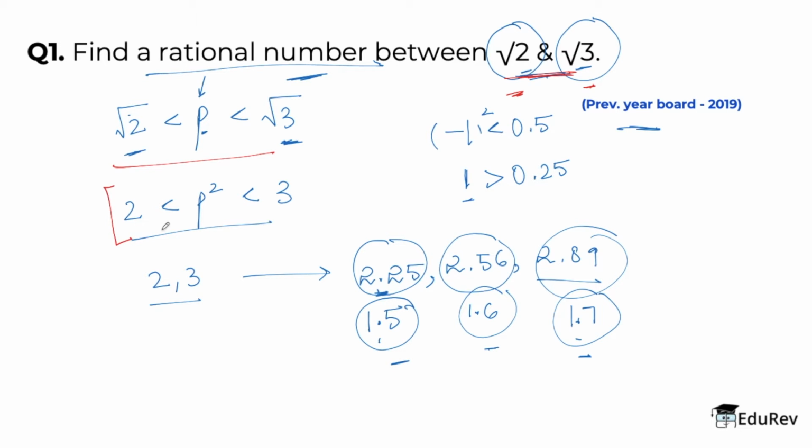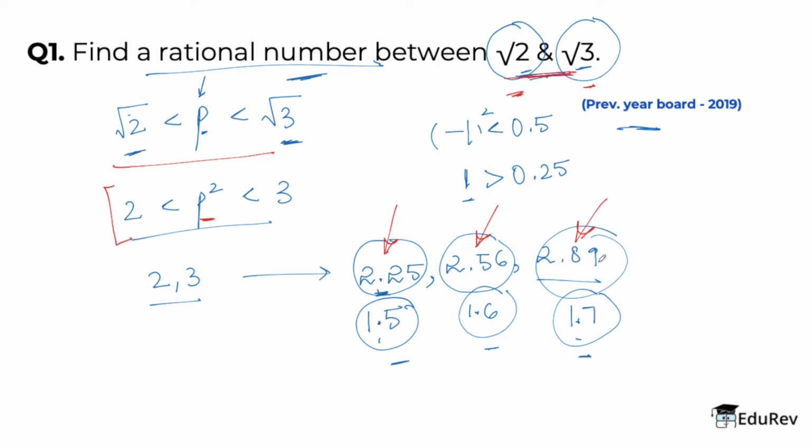Square of all the numbers. So the inequality didn't change because all of them were what? Positive. Now, I wanted to find out the perfect squares between 2 and 3. And the things that came to my mind were 2.25, 2.56 and 2.89.